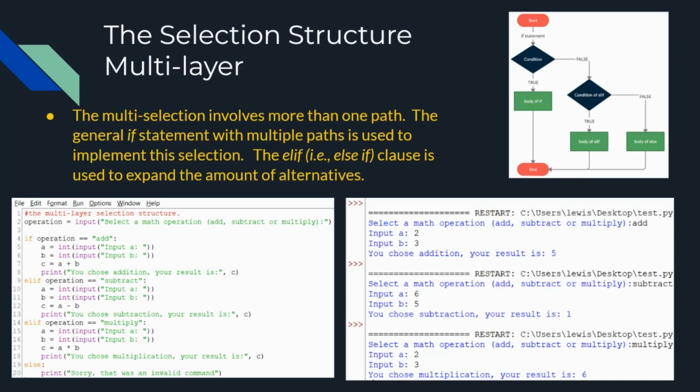The keywords that are used in this statement are if and else. When the condition is evaluated, only one of the two alternatives will be carried out. The multipath selection involves more than two alternatives. The general if statement with multiple paths is used to implement this structure. In Python, the elif clause, which stands for else if, is used to expand the number of alternatives.